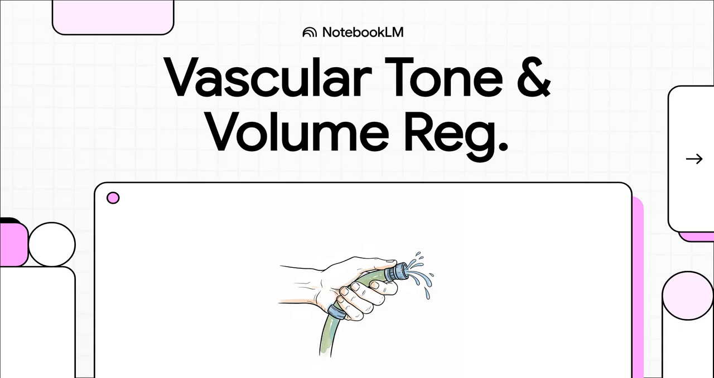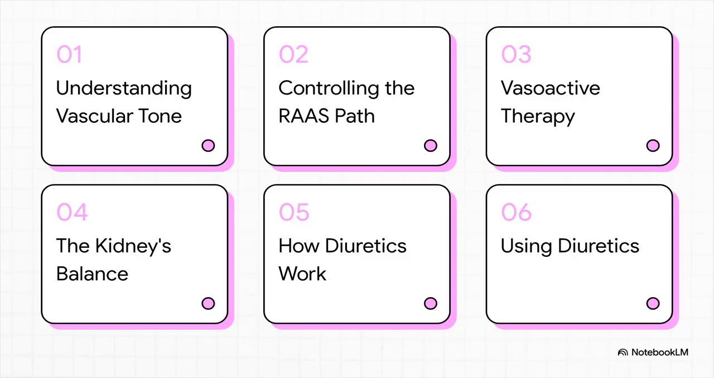Today, we're diving deep into the really intricate systems that control our blood pressure and our fluid balance. In this explainer, we'll first build up the core physiology that keeps our bodies in equilibrium. And then, we'll break down the pharmacology of the key drugs we use to intervene when that balance is lost. So here's our game plan.